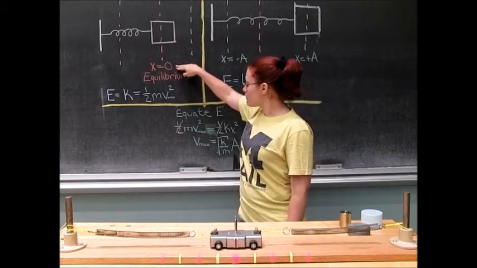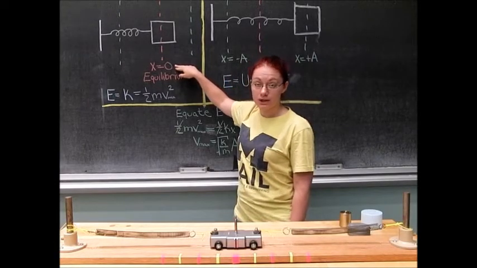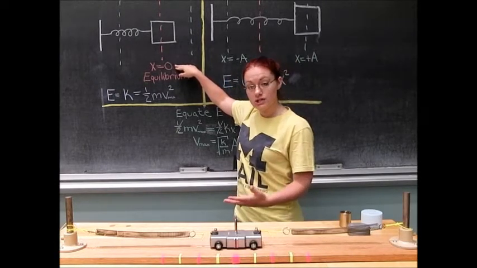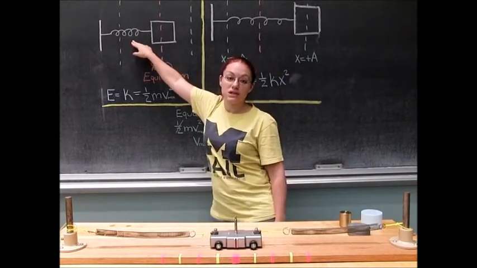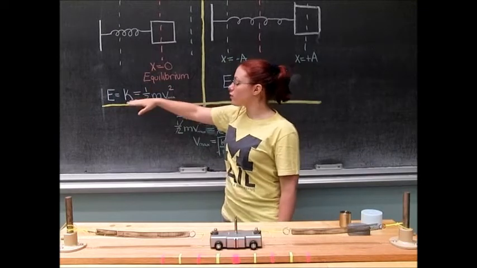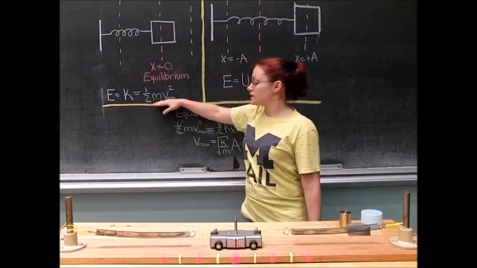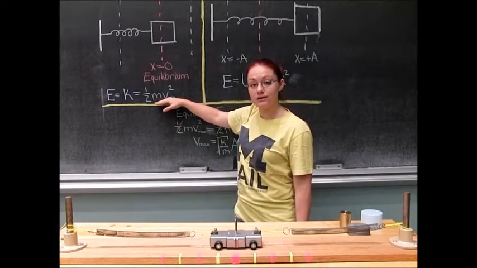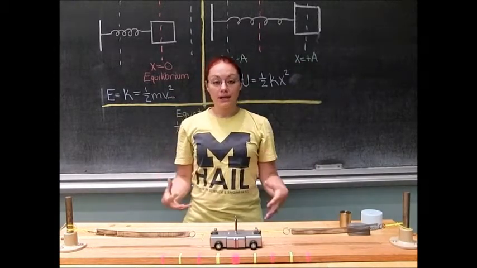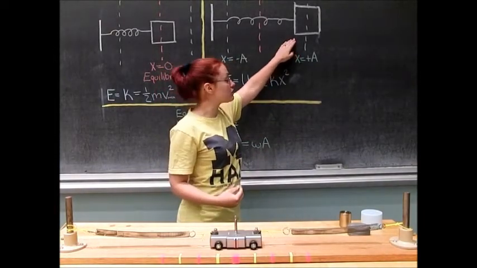And this forces the potential energy component of the energy equation to go to 0, because there is no stored energy within the spring of the system. Therefore, the energy can just be the kinetic energy, which is just 1/2 mv squared, where the velocity of the cart is maximum.